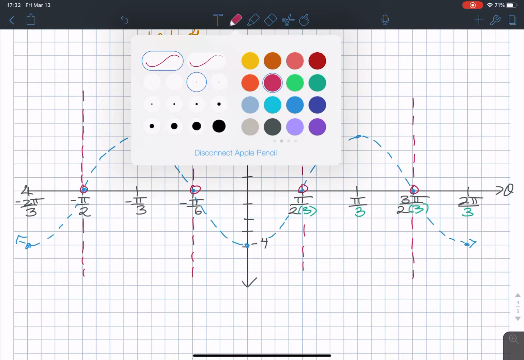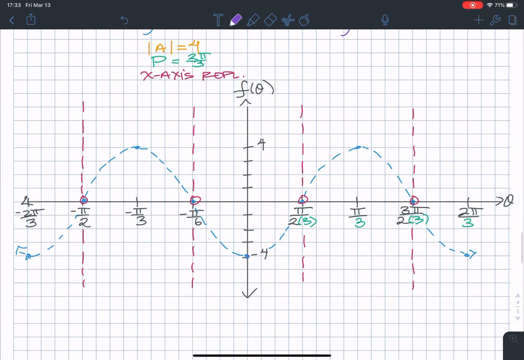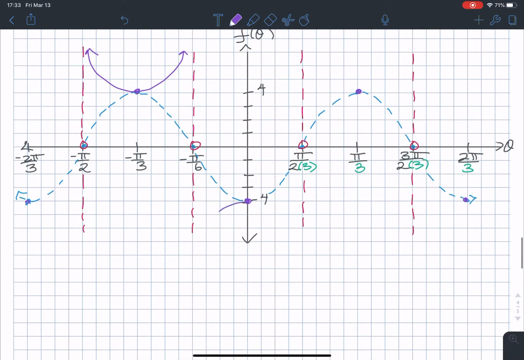Okay, so now let's consider f of theta being that which I want to plot, which is minus 4 secant of 3 theta. So it meets cosine at the peaks and the troughs, and goes off towards the asymptotes, or approaches them asymptotically. That's not very good. No, not drawn very well.